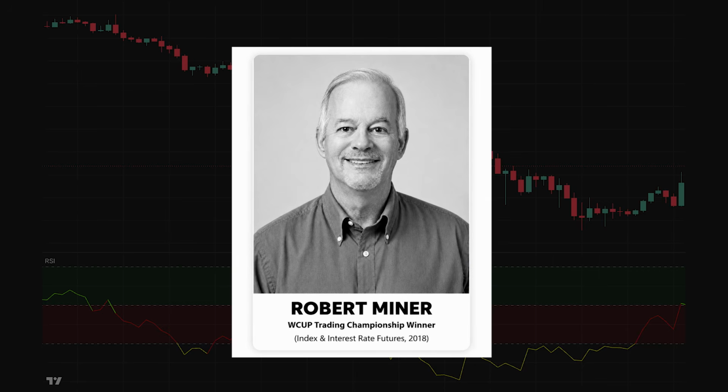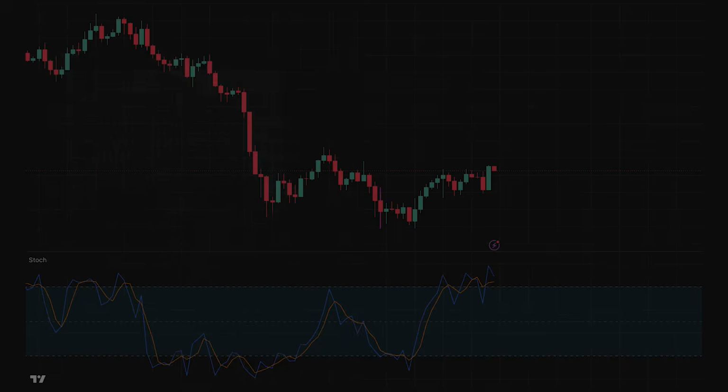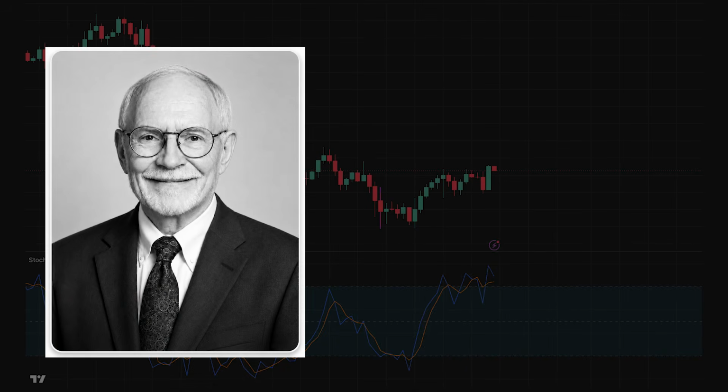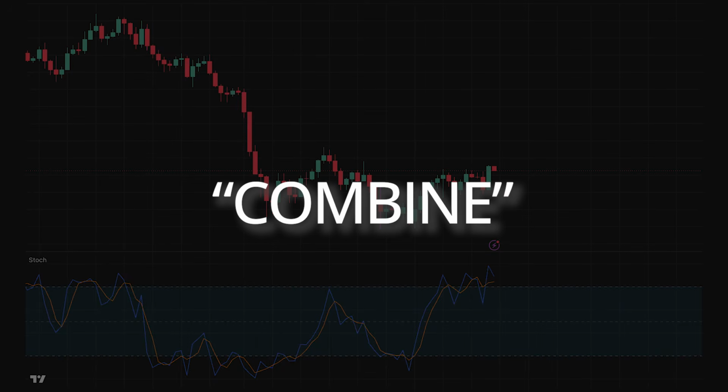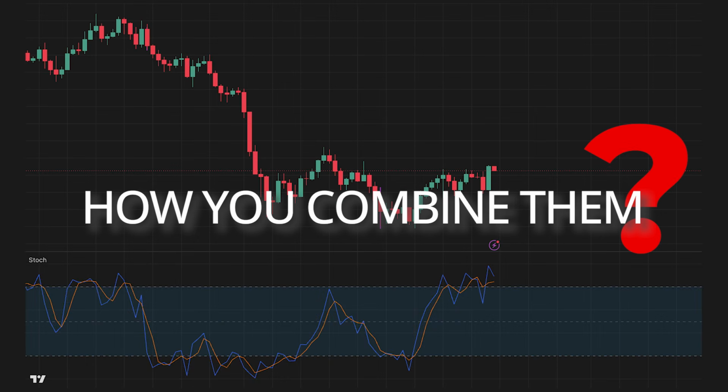David Ryan? He uses this indicator to time his profit taking, and Robert Miner's oscillator also combines RSI with this indicator. That indicator is stochastic. But George Lane, the creator of Stochastic, said this: when you combine them, they become almost invincible. The indicator itself isn't what matters.